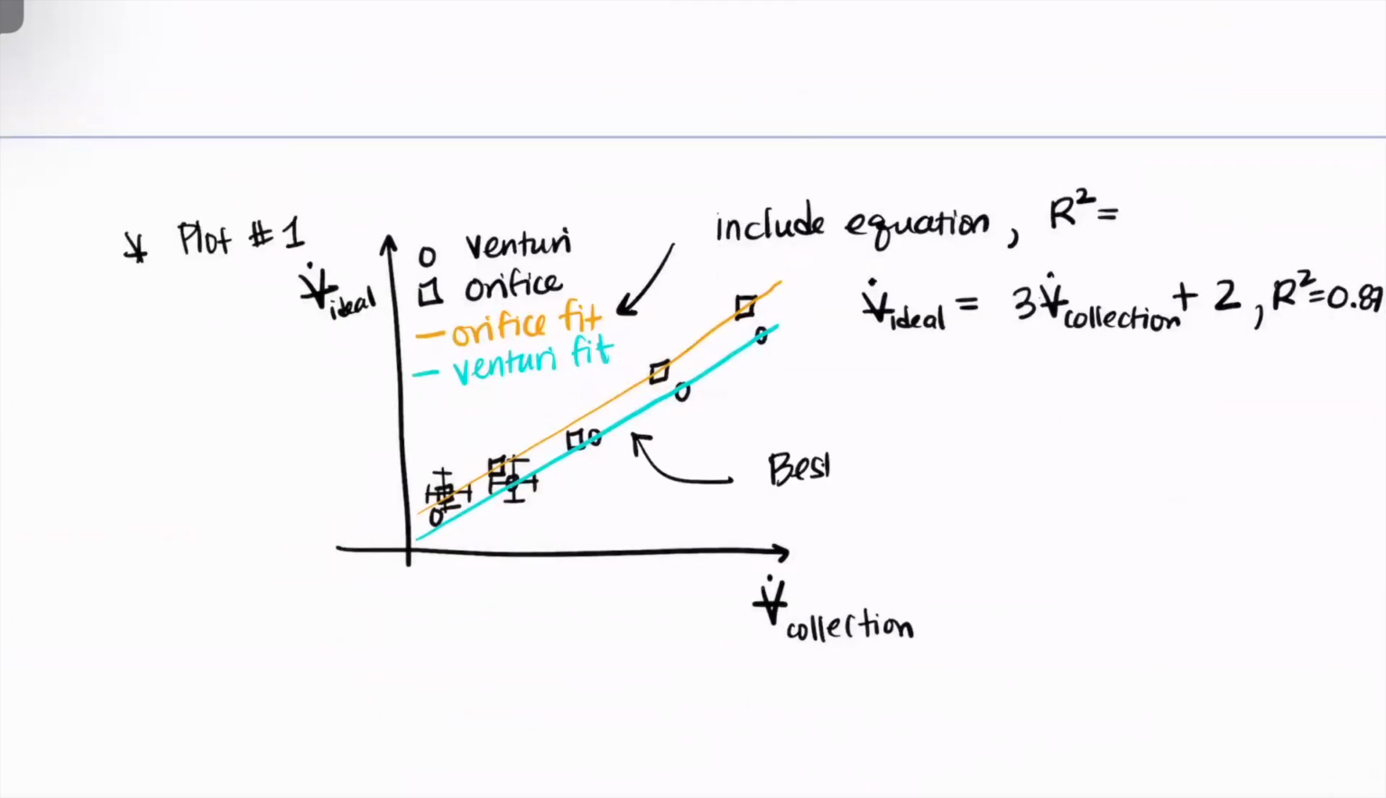the best fit equations are to determine the discharge coefficient. Okay? A hint on what sort of a fit you should do will be related to how we define the discharge coefficient. All right?